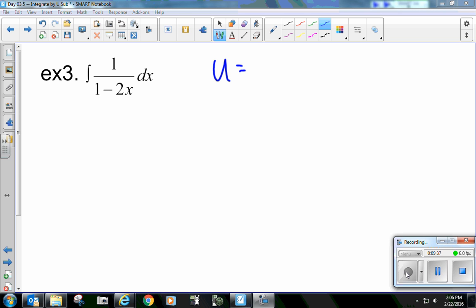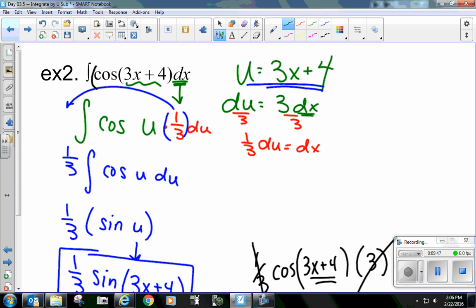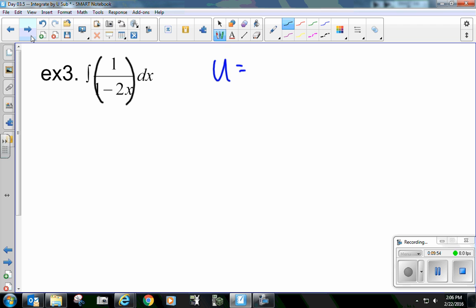Here's why. You don't want to put it in for the whole expression. Otherwise, I would have made u equal to the cosine of 3x plus 4. You just want to put it somewhere where you can still take the integration of it. So if I just put it in for 1 minus 2x, now I've got the integration of 1 over u. Isn't that the same thing as saying the integration of u to the negative 1? That becomes a lot easier.